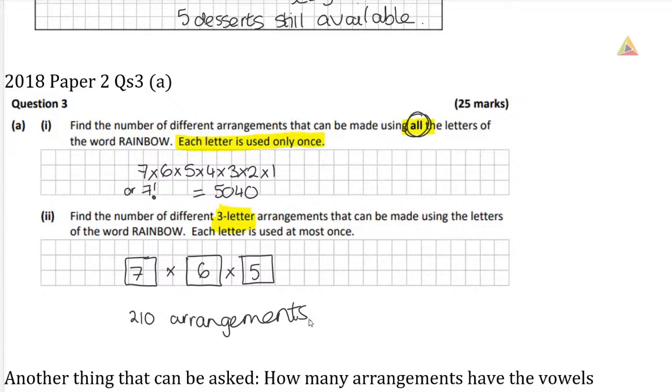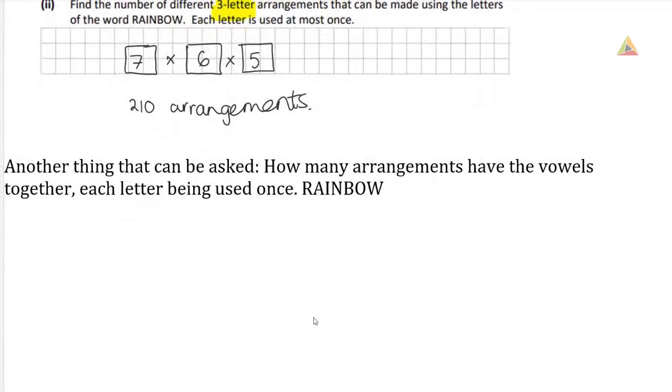So sometimes I'll be using all the letters and sometimes I'm only using some of the letters. And sometimes they're going to put restrictions on us. It didn't ask in this question, but it could be asked: how many of the arrangements have the vowels together, each letter being used only once? This is where we're going to be using all 7 of them, but we're going to put the vowels together. The first thing is to pick out what the vowels are. We have an A and an I and an O. So our vowels are A, I, and O, and we're going to group those together. They are now one thing that's going to move around with those 3 vowels stuck together.